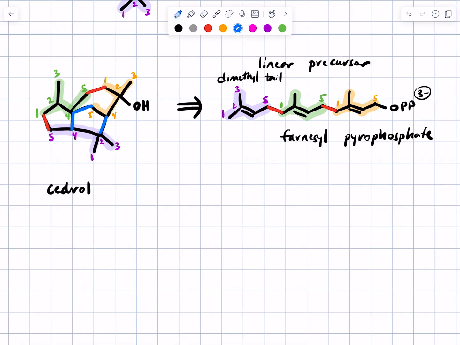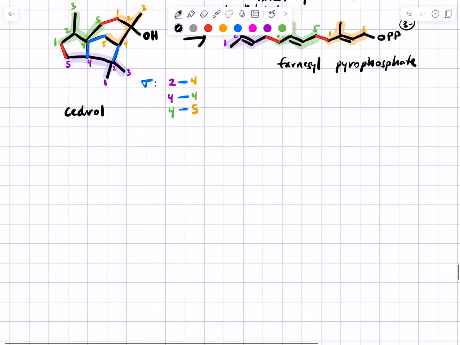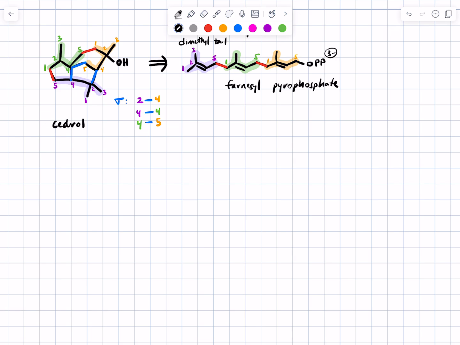So we can think of some ways to do this. Let's just write down a list of the sigma bonds that I need to make. I need to make one between purple 2 and orange 4. I need to make one between purple 4 and green 4. And I need to make one between green 4 and orange 5. So let's see how many of these we can do. I won't draw all of the steps. We're going to talk through some of them.